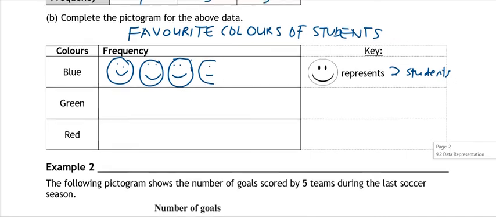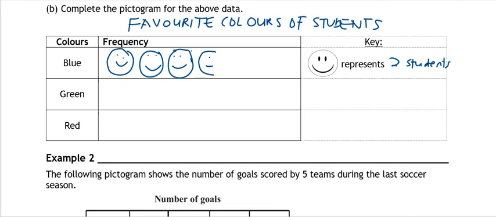Okay, for the next one is green. So green, 3 students, so it is going to be 1 complete picture for 2 plus half of it to represent 1.